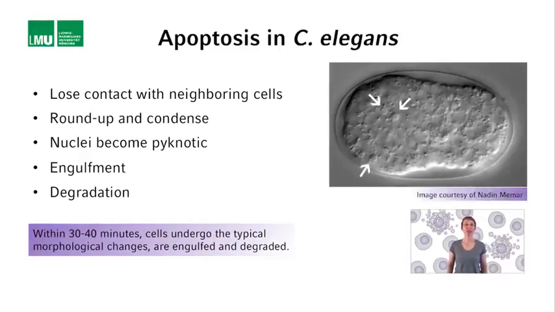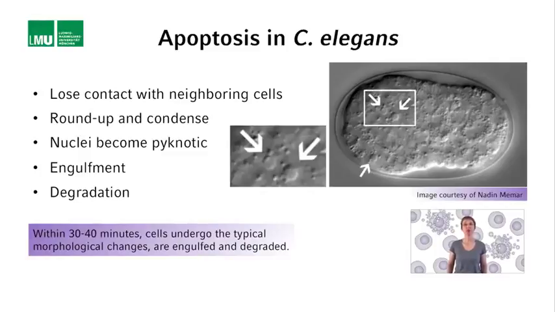Dying cells can actually be seen and observed in living animals by DIC microscopy, and this is shown here. These refractile button-like structures in this embryo are cell corpses, most of them already engulfed by neighboring cells. And as we will hear in one of the next sections, most of the 131 cells that die during C. elegans development indeed die through apoptosis.